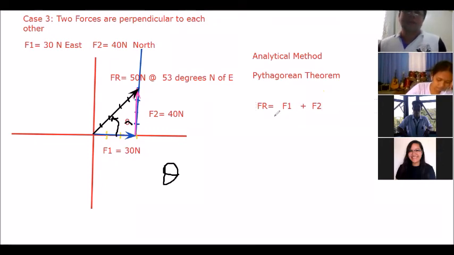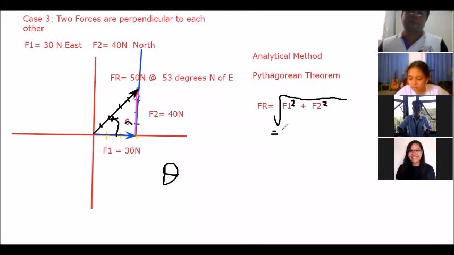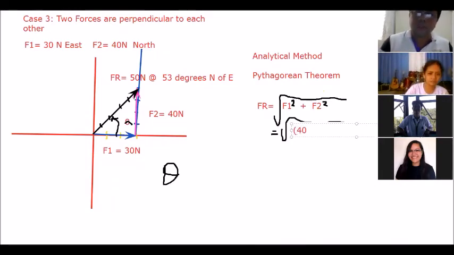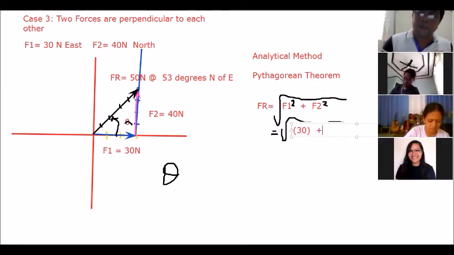So we will have here the square root of F1 squared plus F2 squared. So what are these values? 30. Are you following me? Do you get the solution? Yes, sir. Okay, so we'll have what? This is 40, and 30. So 30 squared.